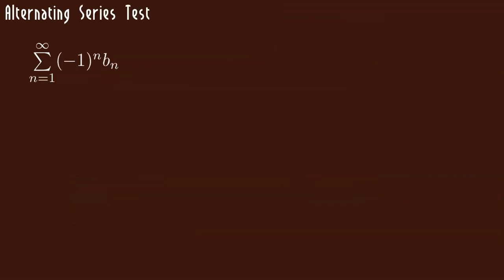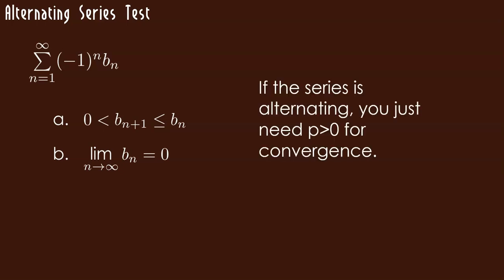Suppose we have this alternating series. For this to be an alternating series, my b sub n is positive, so that the negatives don't cancel each other out. The alternating series test says that if your terms are decreasing, so b sub n plus 1 is less than or equal to b sub n, and the terms are going to 0, then this alternating series will converge. Which means, in terms of my p test or my p series, if it's alternating, all I need is for p to be greater than 0, and it will converge.